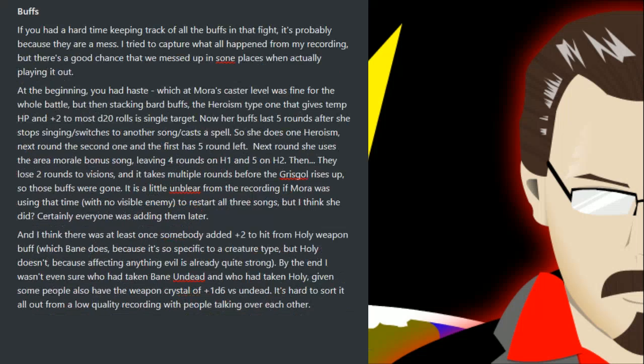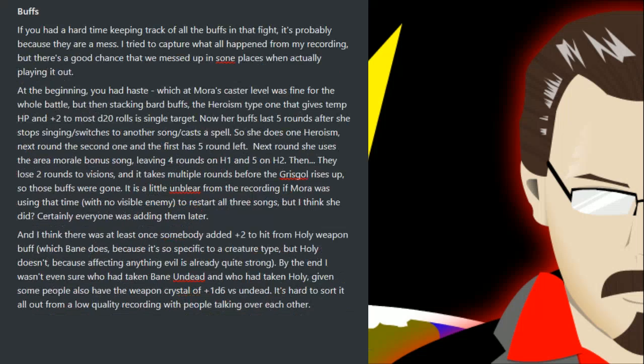But then stacking bard buffs, the heroism type one that gives temp HP and +2 to most d20 rolls is single target. Now her buffs last 5 rounds after she stops singing, or switches to another song, or casts a spell. So she does 1 heroism. Next round, the second one, and the first one has 5 rounds left. Next round, she uses the area morale bonus song, leaving 4 rounds on heroism 1 and 5 on heroism 2. Then they lose 2 rounds to visions, and it takes multiple rounds before the Grisgol shows up. So those buffs were gone.